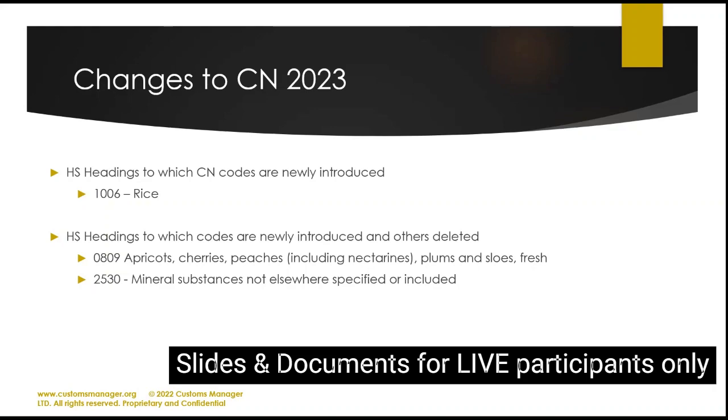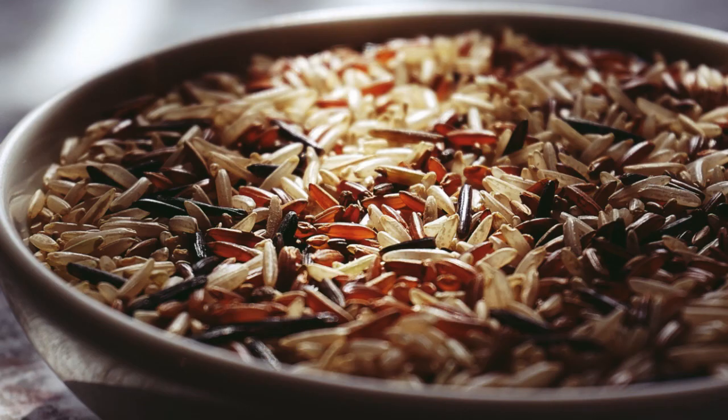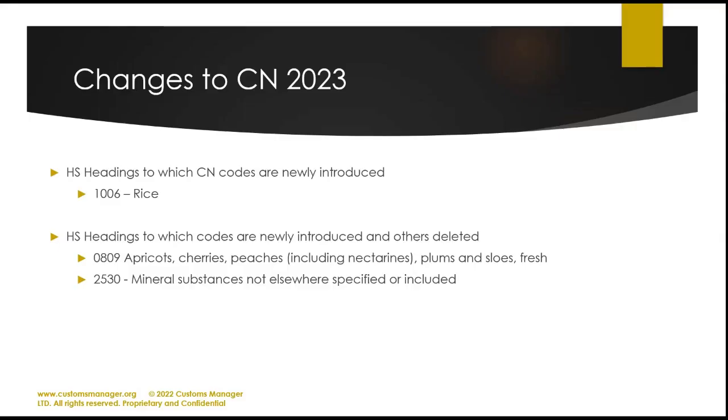Well, there is 1006, rice. Now, 1006 itself is not new. Rice is always 1006. So it is the granular detail, the later numbers, the subheadings, the tariff codes that make the difference. As you know, the CN can only change digits 7 and 8. It cannot modify digits 1 to 6. Therefore, the change that is coming is happening at the latter end, at digits 7 and 8.